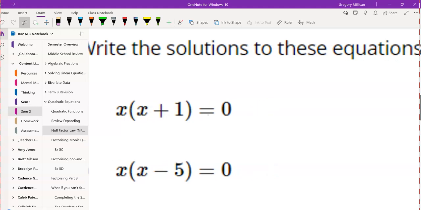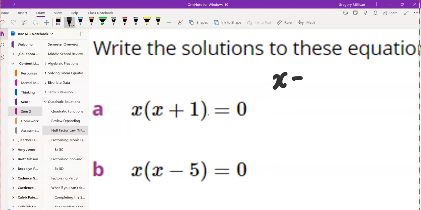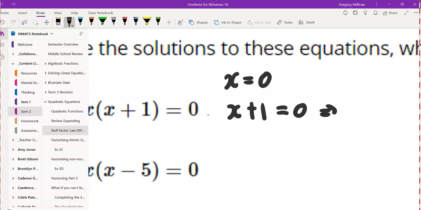So we identified that the first factor is equal to 0. Well, the first factor is just x. So x is 0. Or the second factor is equal to 0. So x plus 1 has to equal 0. What does that make x? Negative 1.